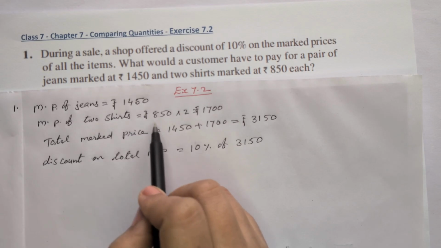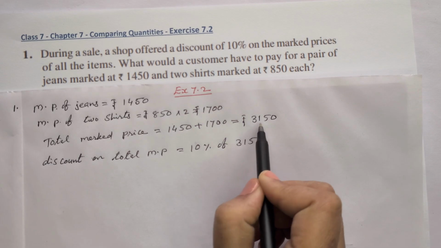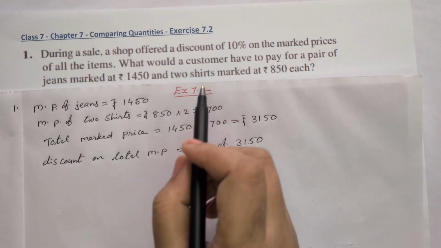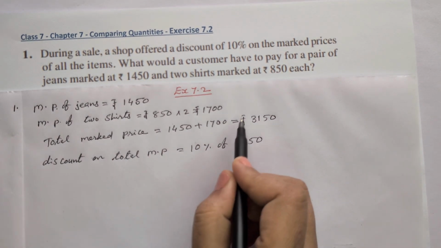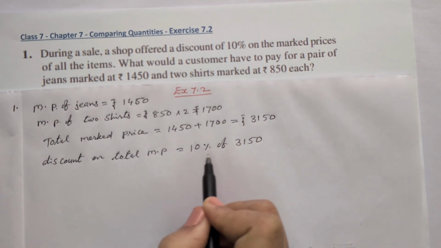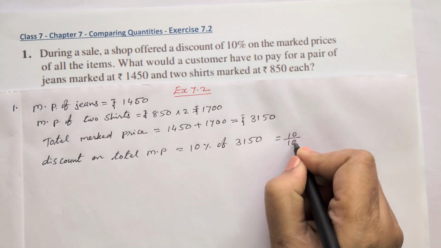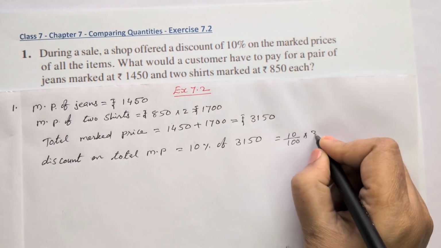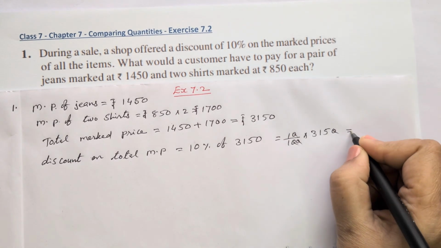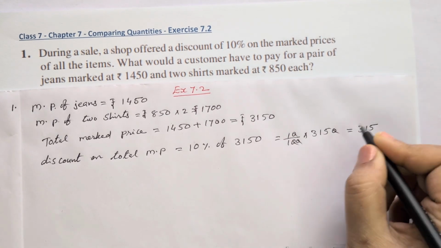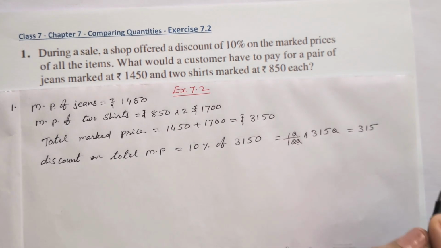The total marked price for both these items is equal to 1450 plus 1700, which is 3150. Now for all items a 10% discount is there. So the discount on the total marked price is equal to 10% of 3150, which means 10 by 100 into 3150. We can divide by 10, which is equal to 315 rupees discount he is getting. So the discount is rupees 315.